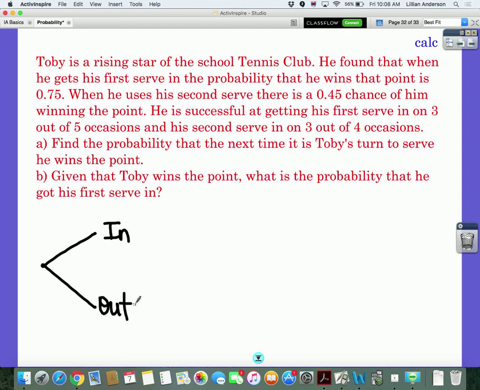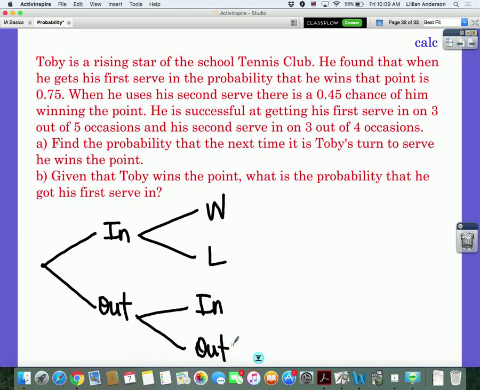Now, if you get it in, what happens? It plays out. You go back and forth, right? Until eventually you lose or win the point. So you either win the point or you lose the point. If it goes in, play it out, you win or lose. But if you hit it out the first time, you want to try to get it in the second time, otherwise you lose the point. So if he gets it out, you get to serve again, which means you have two outcomes that can happen, which are in or out. This is for your second serve. I'll put it small there above.